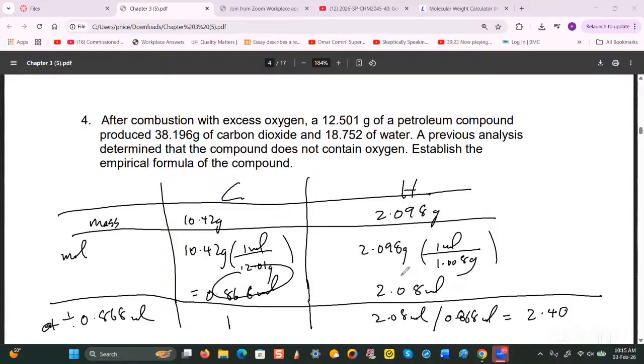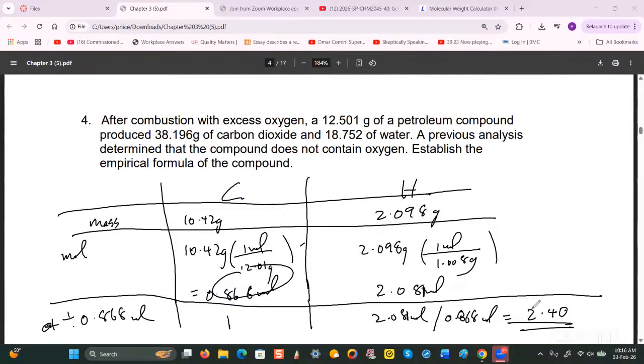We're rounding off to 363. So I rounded off too early here. Let me do this one. 2.098 divided by 1.008. Okay, so this should be 2.081. And 1 should be here. I don't think it will change the end result divided by 0.868. Okay, yes, so I still get 2.40, all right?